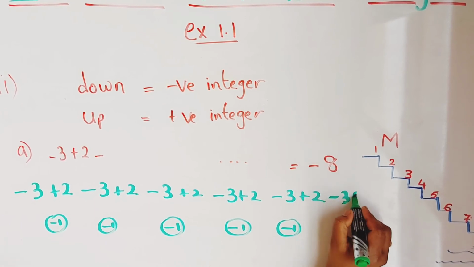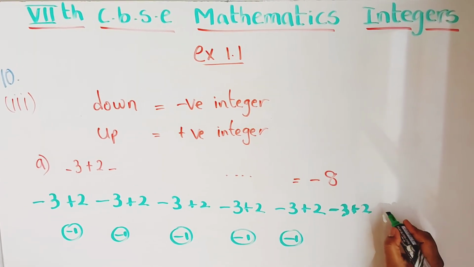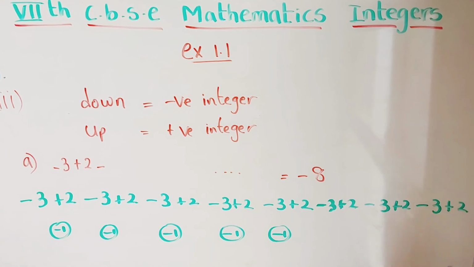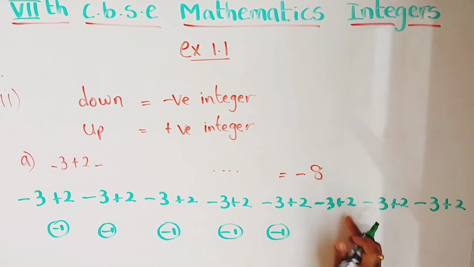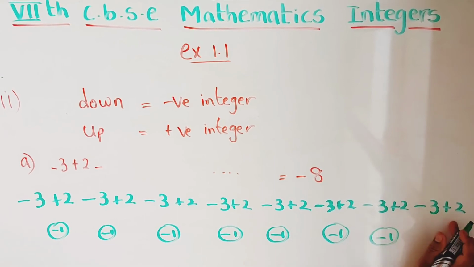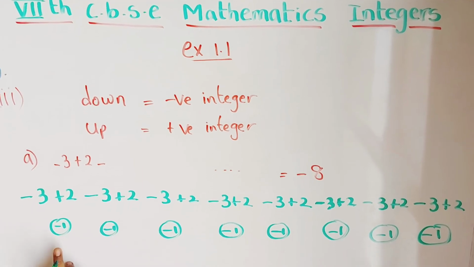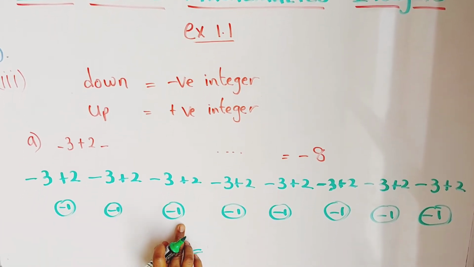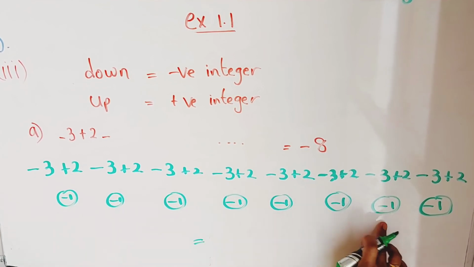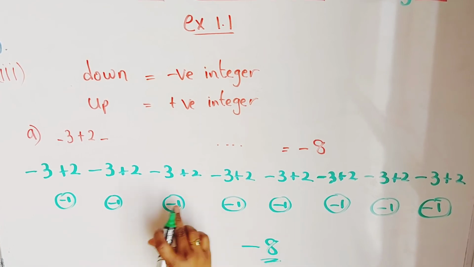And minus 3 plus 2, minus 3 plus 2 and minus 3 plus 2. Now we will check one more time. Minus 3 plus 2 again minus 1. Here also minus 1 again, and here also minus 1. Okay children, now we will see the answer. Minus 1, minus 1, minus 1. See how many times we will count. 1, 2, 3, 4, 5, 6, 7, 8. So the answer is minus 8, right? This is the pattern they have given.